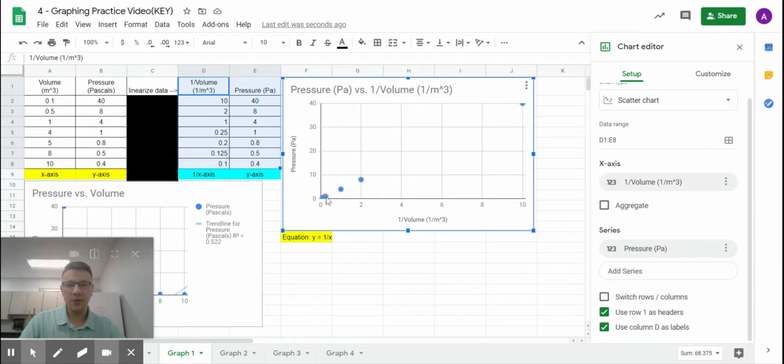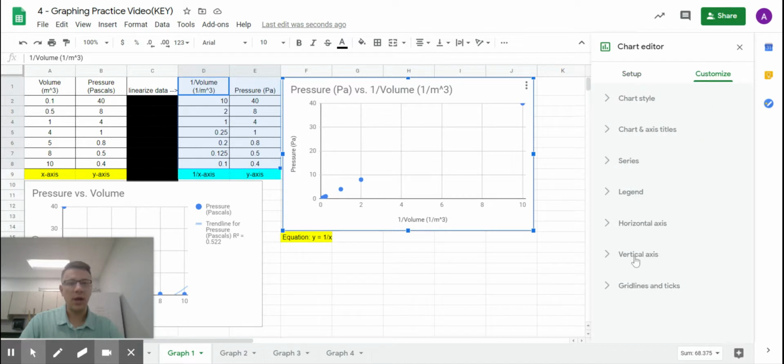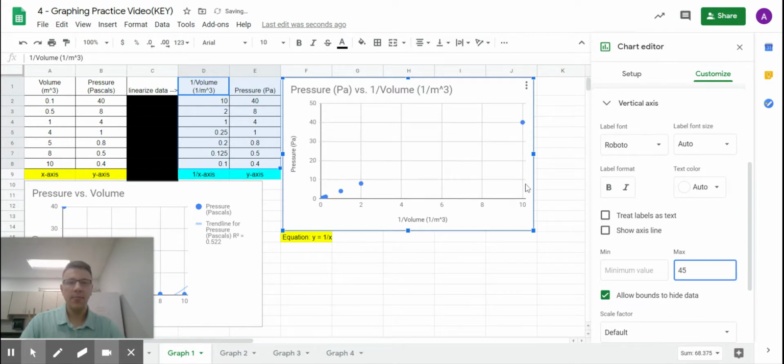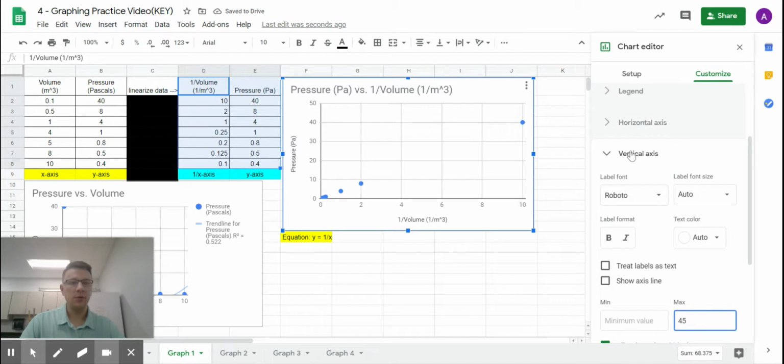So notice that these all look very linear, and then there is a point that's way up here. If you're having issues with your axes, remember, you can increase your vertical axis there. We could go to a max value of like 45, and then you can see that a little bit better. If you don't care, you can just leave it.